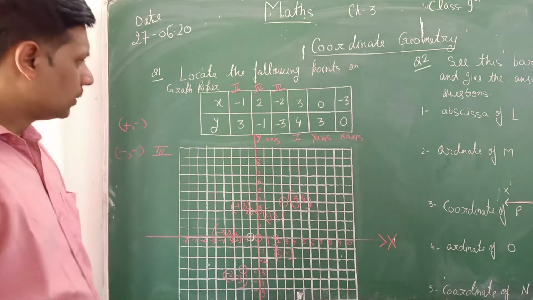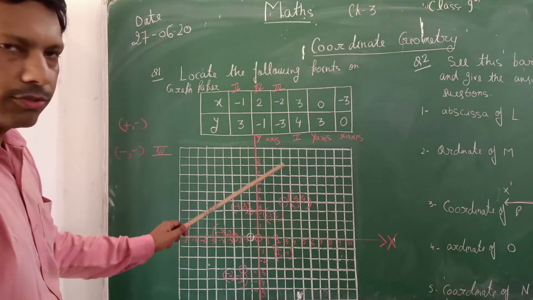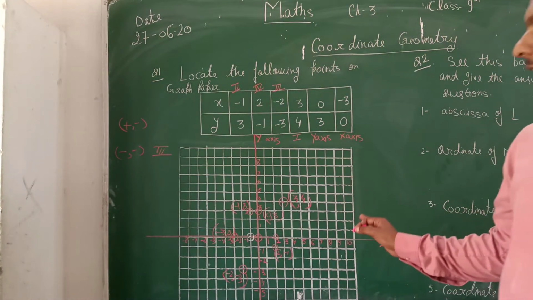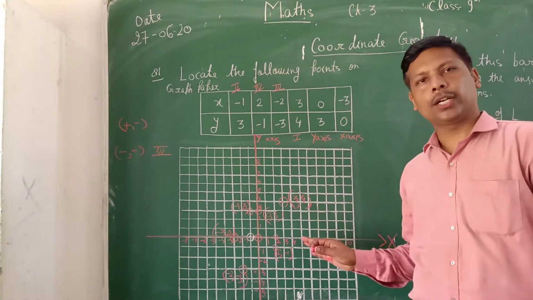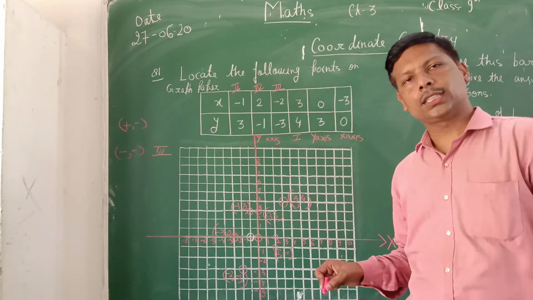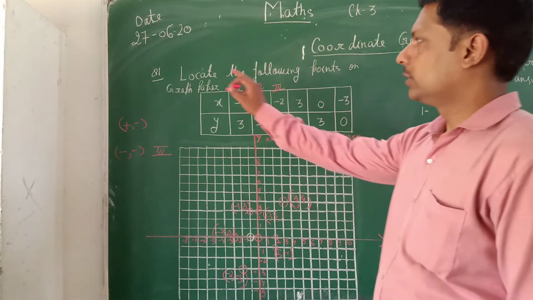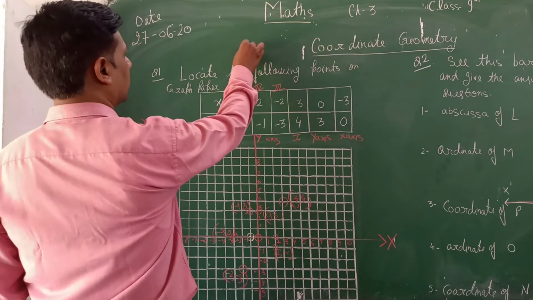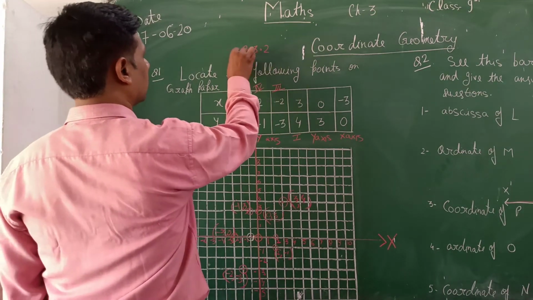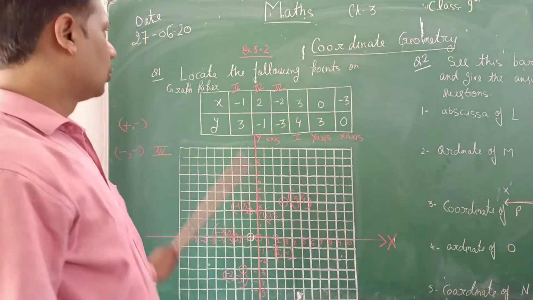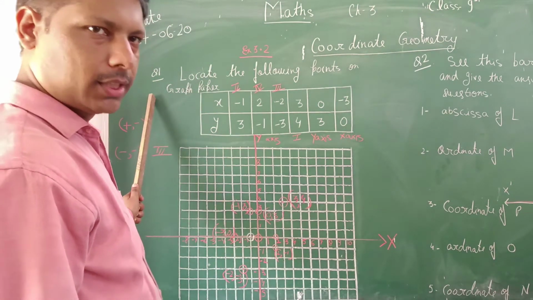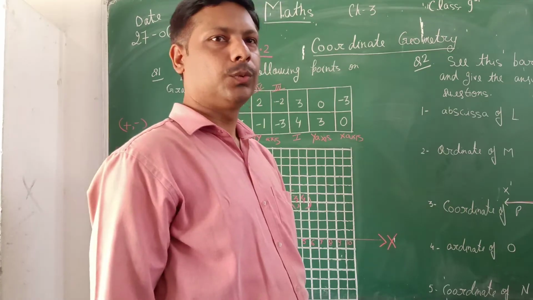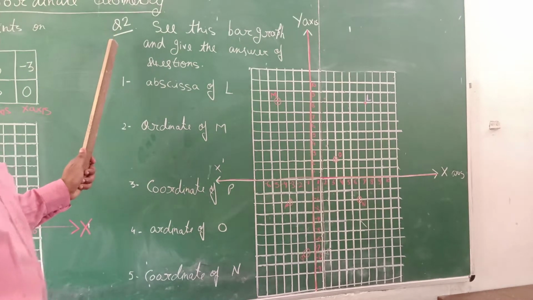So this is your graph. You have to note it in your graph paper, make it clearly, and after locating these points on graph paper, you have to paste it in your notebook of exercise 3.2, question number 1. Okay. Now next, question number 2.